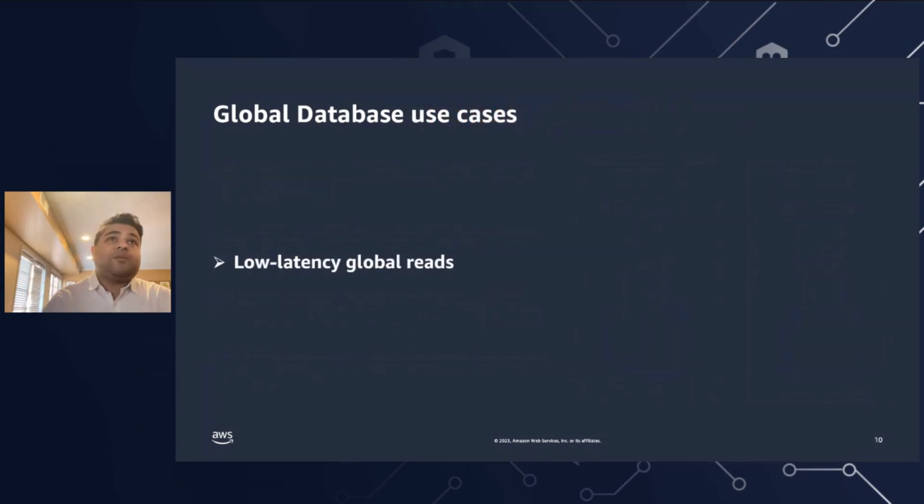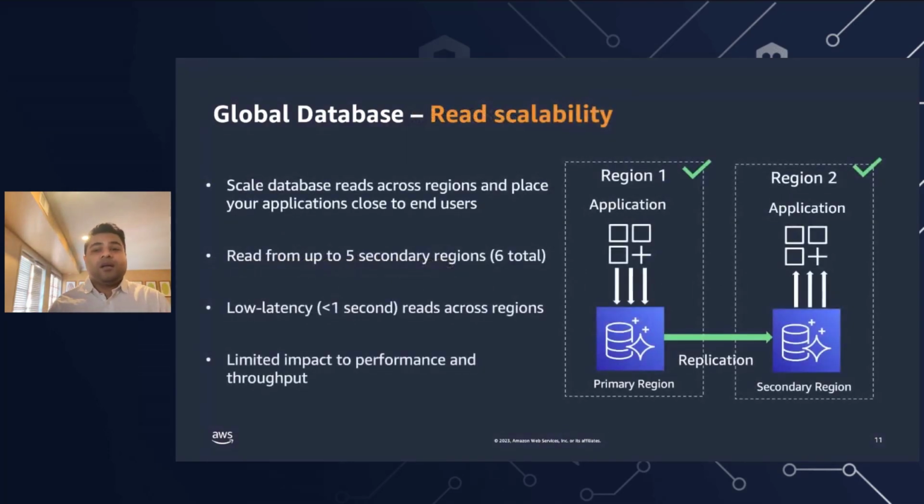Now, the next use case I want to talk to you about is scaling low latency global reads. Each global database can span up to 5 secondary regions, each of which can have up to 16 read replicas, with replication lag across regions typically under a second. This way, you can truly build global applications that read data locally and provide a more responsive experience for your customers.